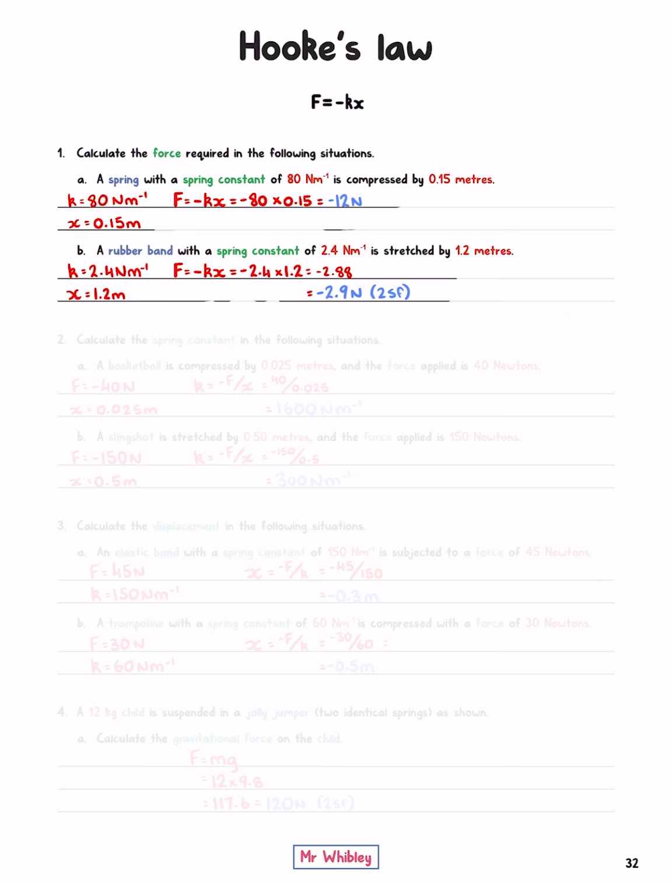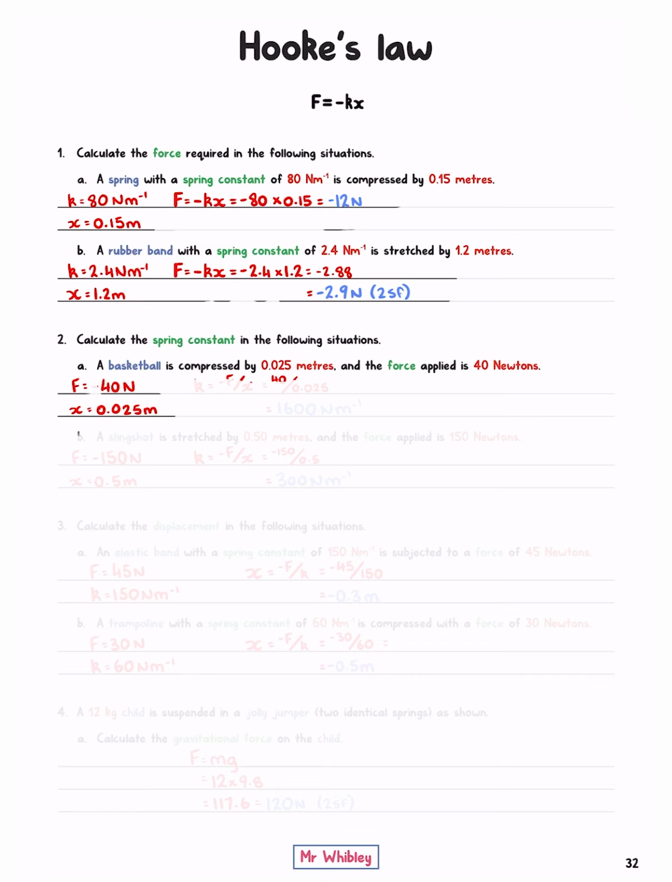Question 2. Calculate the spring constant in the following situations. A basketball is compressed by 0.025 meters and the force applied is 40 newtons. Our force is 40 and our displacement is 0.025 meters. Because these are in the opposite direction, we need to make one of them negative. It doesn't matter which one you choose. In this case, I'm going to choose the force. Solving Hooke's law for k gives us negative F over x. Putting our numbers in gives me 1600 newtons per meter.